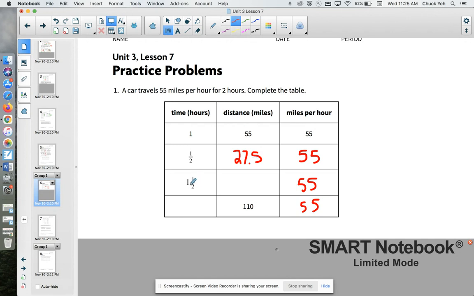So then how many miles can it go in 1.5 hours? Wouldn't you add 55 plus 27.5? And then you would get 82.5. Now on this one, they're asking how many hours it is going to take to travel 110 miles. So think about it. If I can go 55 miles an hour and I go 110 miles, wouldn't I just divide those two numbers? And then what do you get? Yes, 2. Okay? That's number 1.